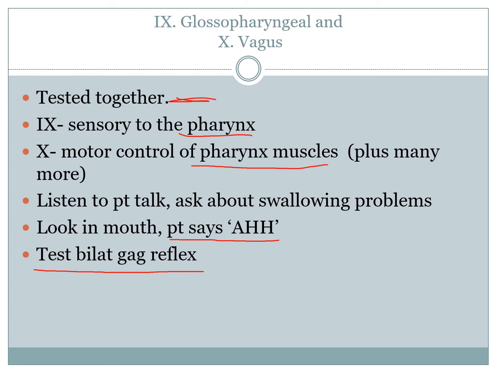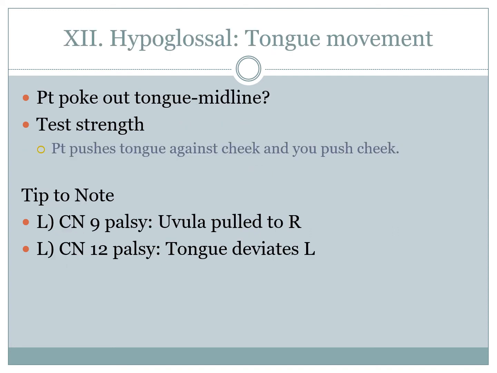Okay, so that's the test for those two. Okay, cranial nerve 12. No, I haven't missed one. We're just doing cranial nerve 12 first because we're already playing with the mouth. Cranial nerve 12, the hypoglossal, is responsible for tongue movement.